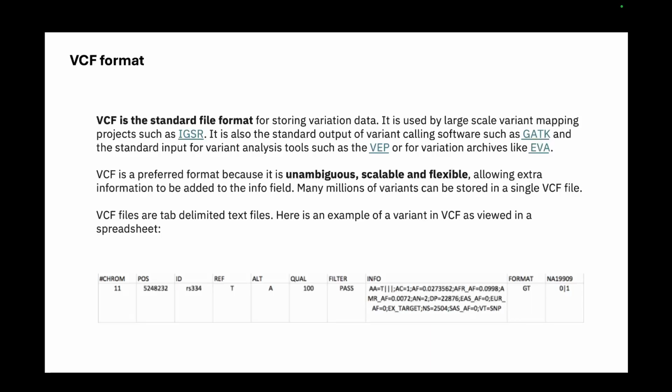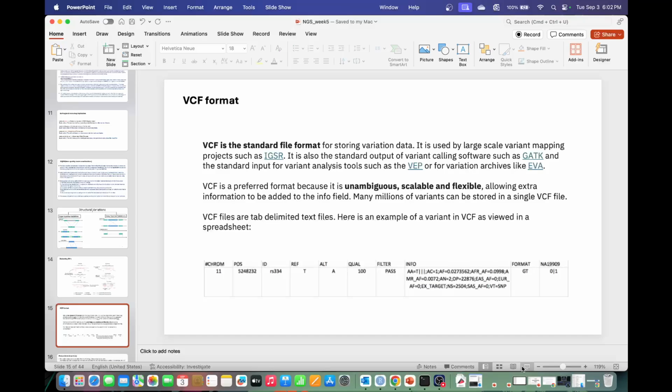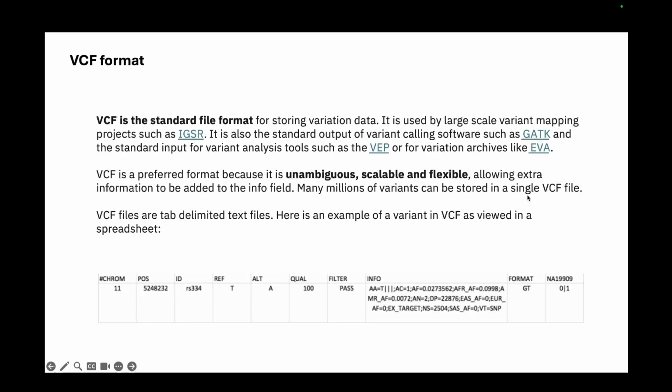Now we've learned about how we call variants and what the different evidences are that we look for in variant calling. Now, how do we store these variants in a file? We have a standardized file format, known as the VCF file, which stores variant data, both SNP and SV data. This type of file format is usually used in large-scale variant mapping projects such as IGSR.